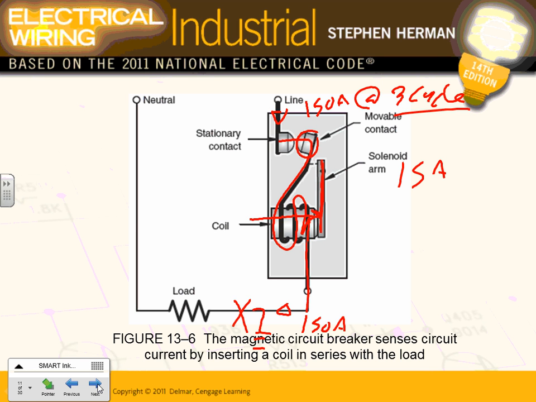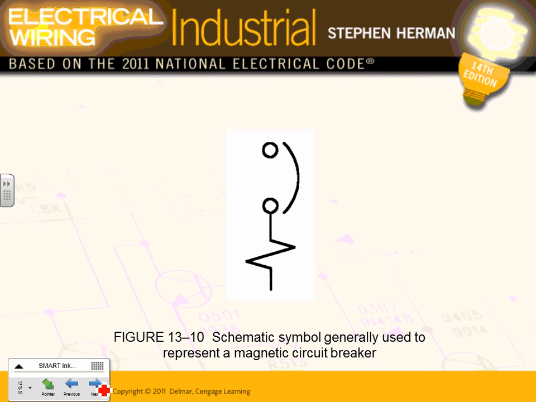Create a magnetic force, like a coil, cylinder. It pushes the contact. The magnetic force that creates through the coil will push this arm, the solenoid arm, and it opens the contact. So that's your thermal. Luckily, most circuit breakers, this is how they represent a magnetic circuit breaker.